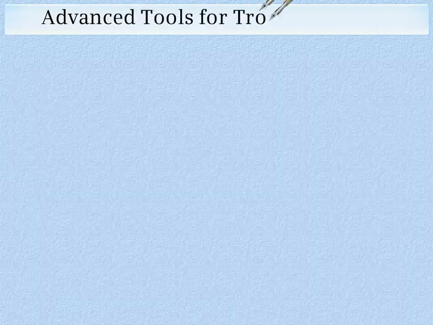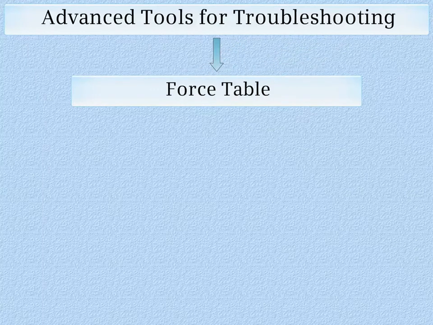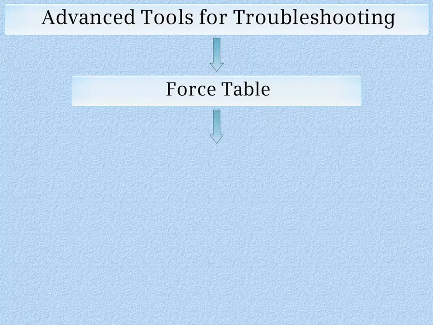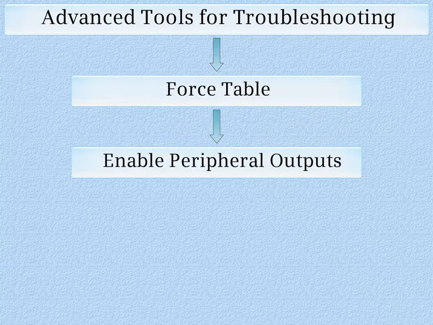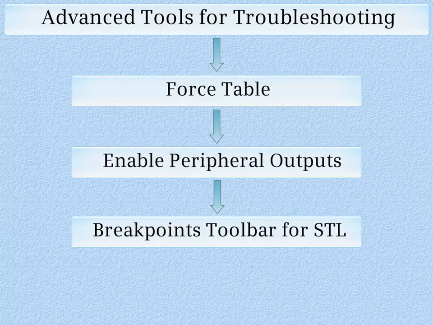Some advanced tools which can be used for troubleshooting include the Force Table, which allows you to overwrite input or output values regardless of their real-world state; Enable peripheral outputs, which allows you to communicate with outputs even if the CPU is in stop mode; and a breakpoint toolbar where you can set breakpoints and monitor code stepwise in statement list, also called STL. There are videos which show in detail how to use all of the tools mentioned in this video. This concludes Introduction to Errors.